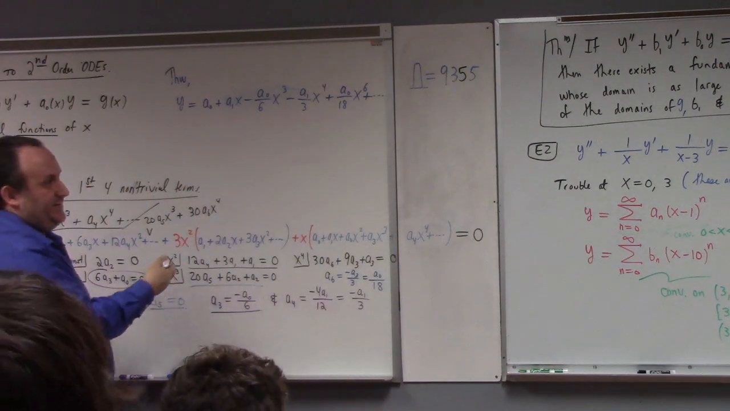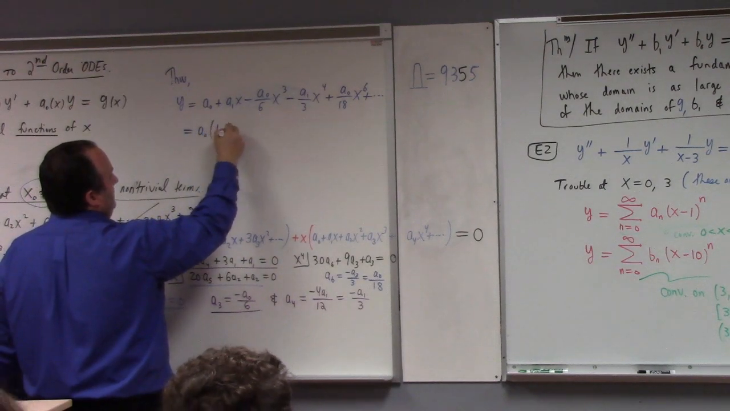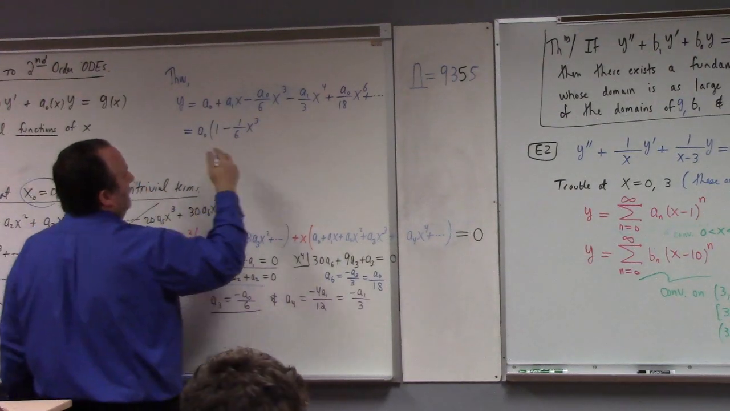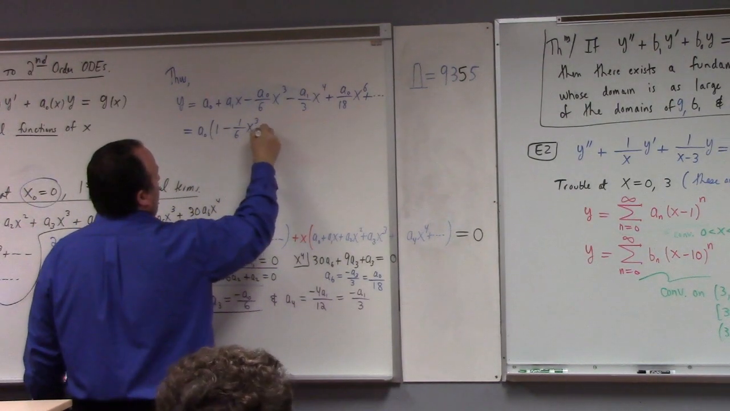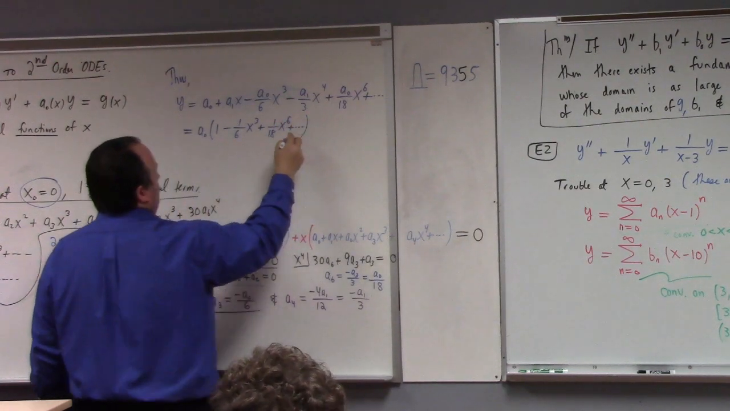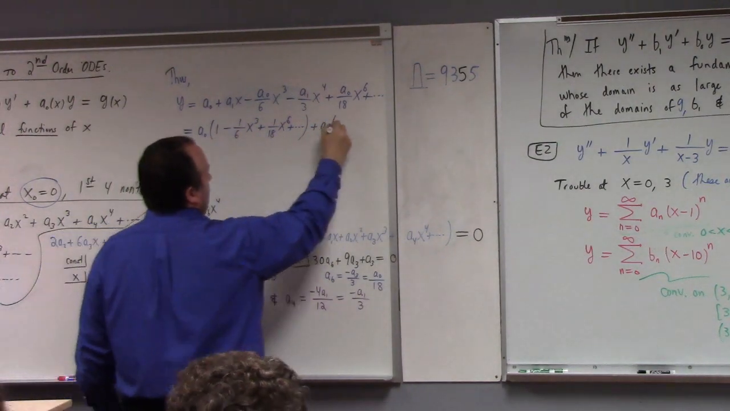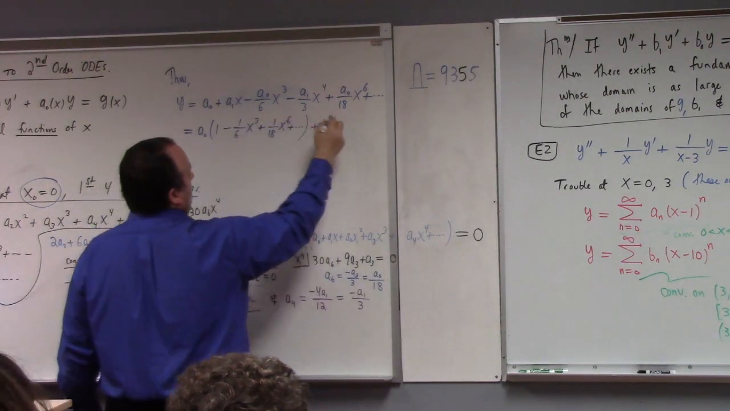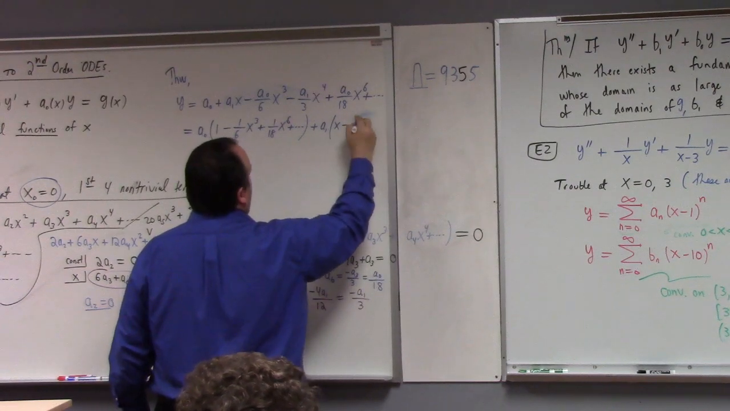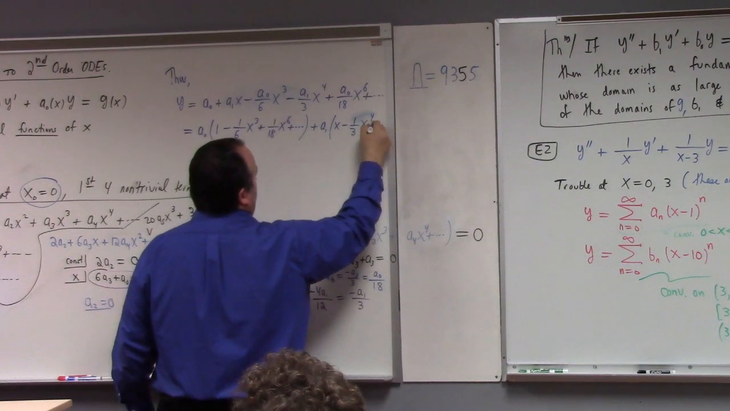But you shouldn't leave your answer like this, right? We should leave our answer as follows. This is a sub 0 times 1 minus 1/6 x cubed, plus 1/18 x to the power 6, plus dot, dot, dot. And then plus a1 times x minus x to the fourth over 3, or 1/3 x to the power 4. And that's all I got for the a1 terms, right?